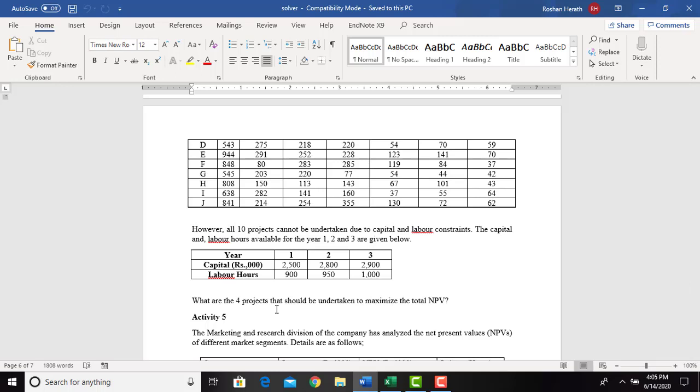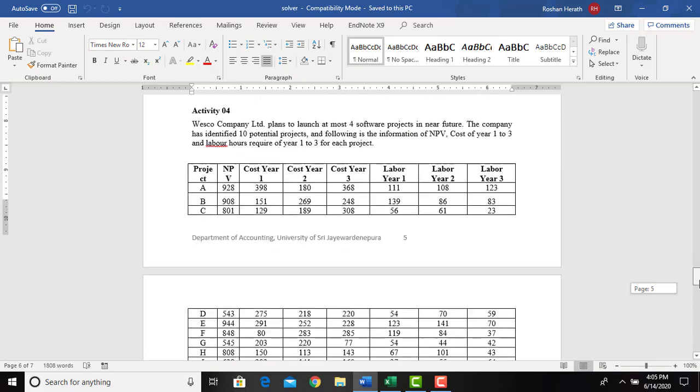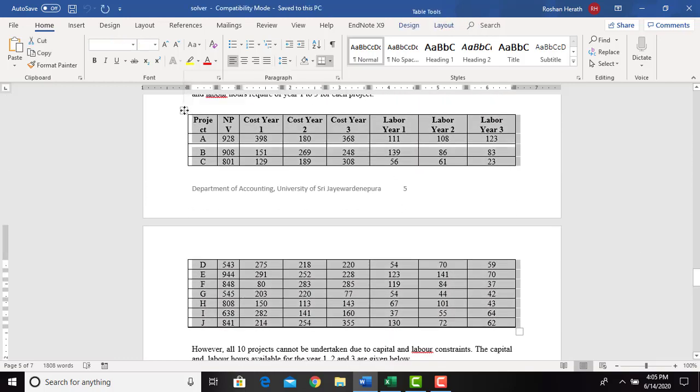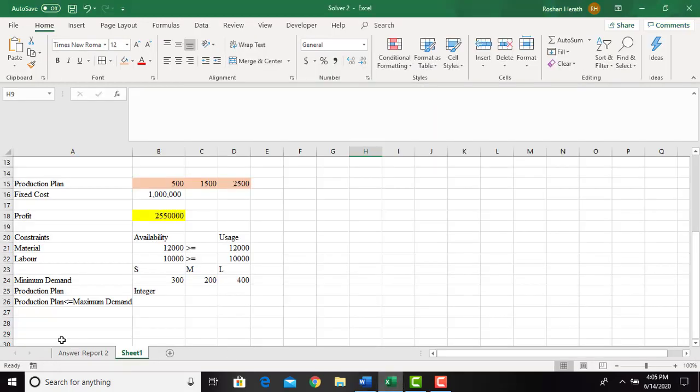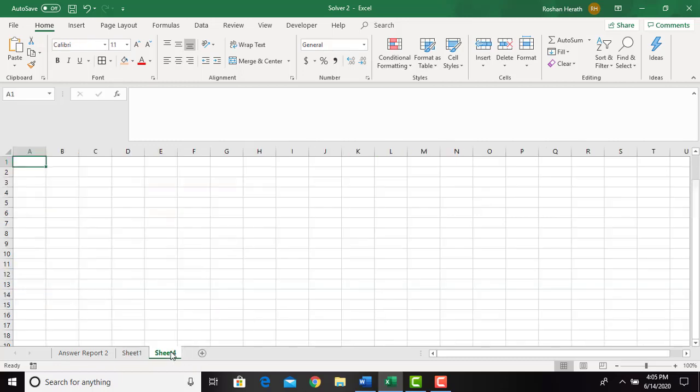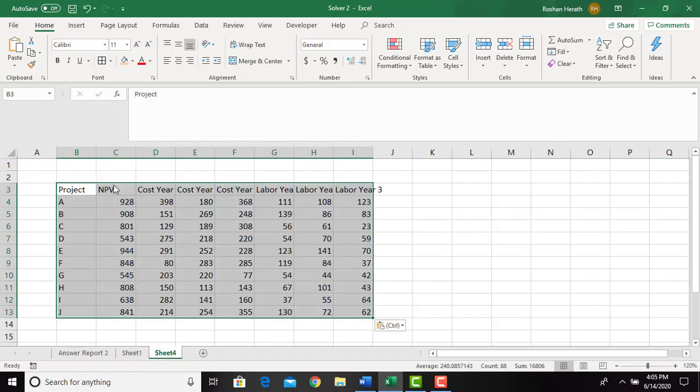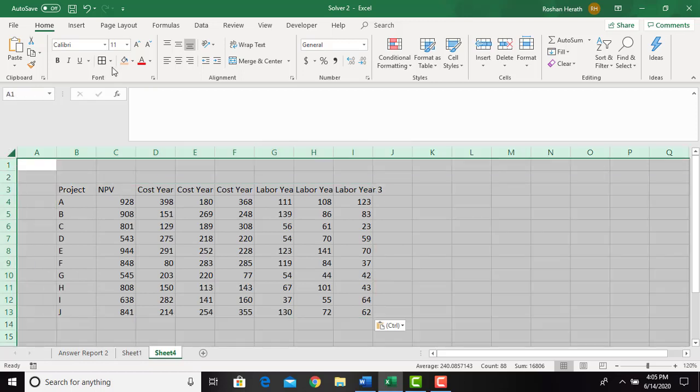In order to maximize the value of the business, what must be the four projects that you should accept? So that is what the question is about. Let's take that and let's work this out, right? Another interesting application of this. So let me go to a different sheet and let's paste this information. First, let's get the information pasted.